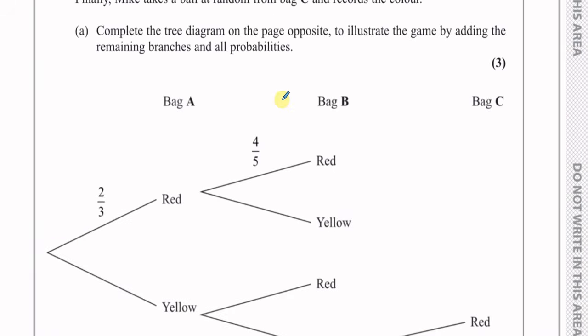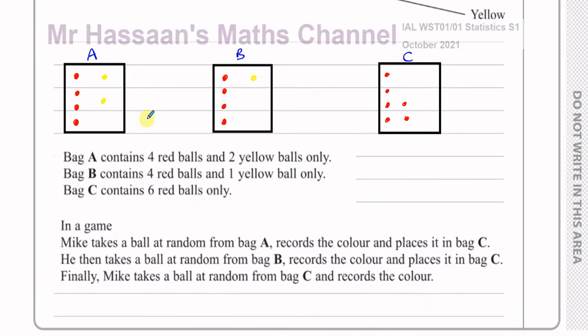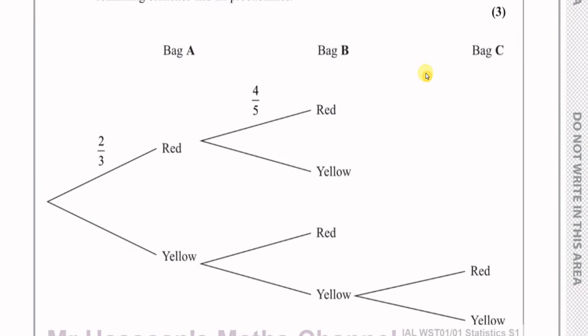So let's say he's got bag A. He has to pick a ball from bag A at random, so it could be red or yellow. He takes the ball out, records what it was, and then he puts it in bag C. Then he takes a ball from bag B, records the color and puts it in bag C. And then he takes a ball from bag C, records the color and he's done. That's what we have to show in this probability tree.